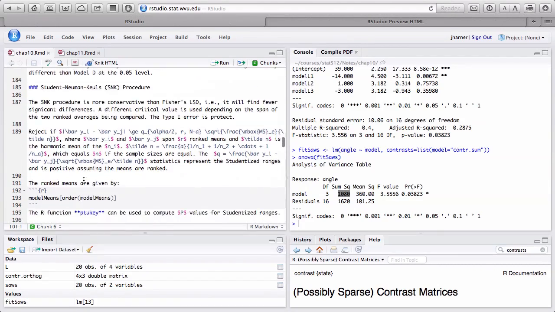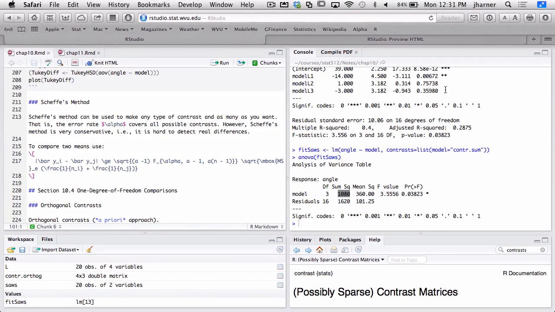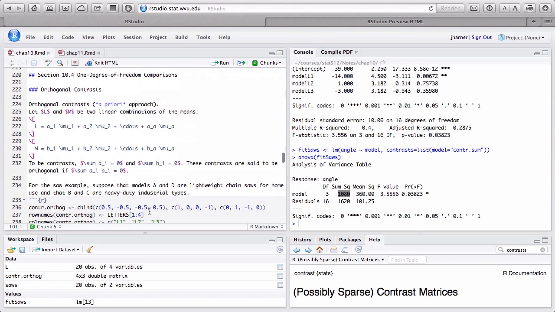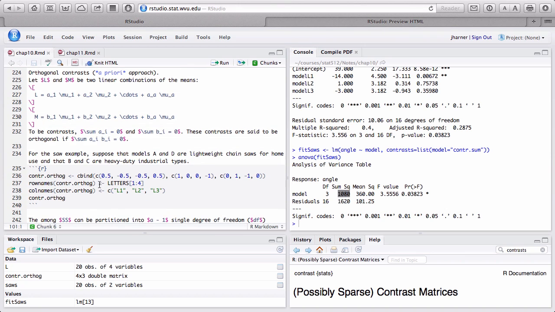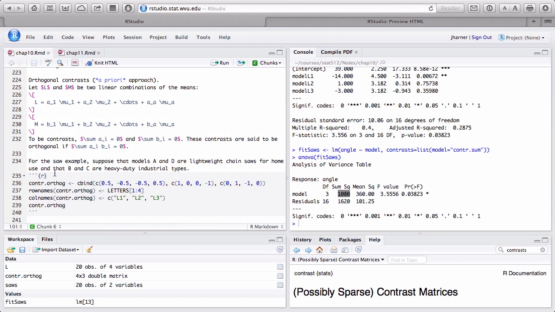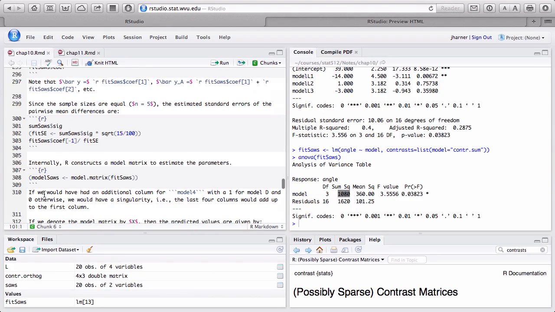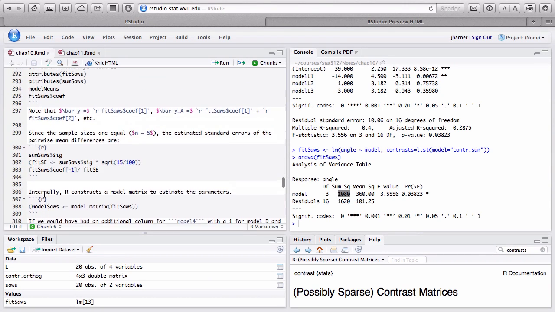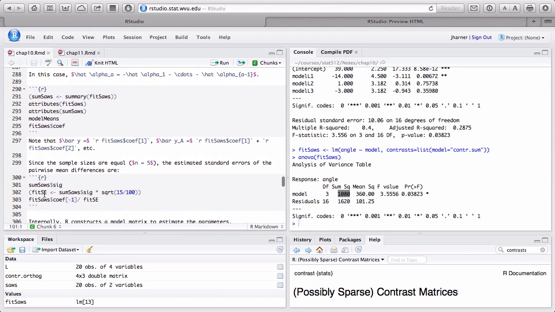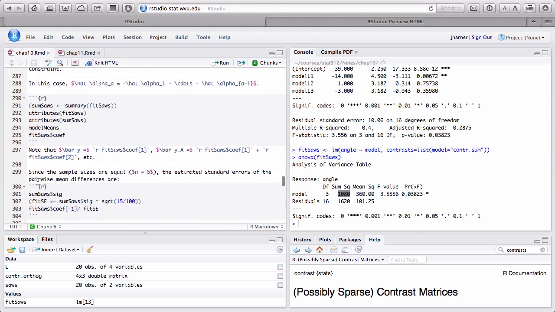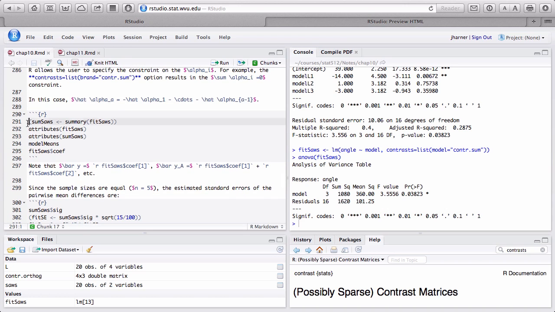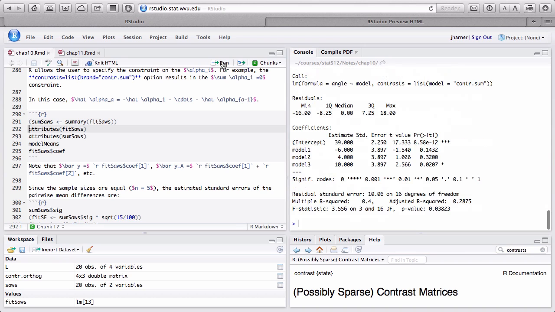So at any rate, let's go down to section 5 again. Still not down to section 5. Yeah, what I wanted to show you is that I can get this summary function, which is now going to break it out assuming that the sum of the alpha i equals 0.